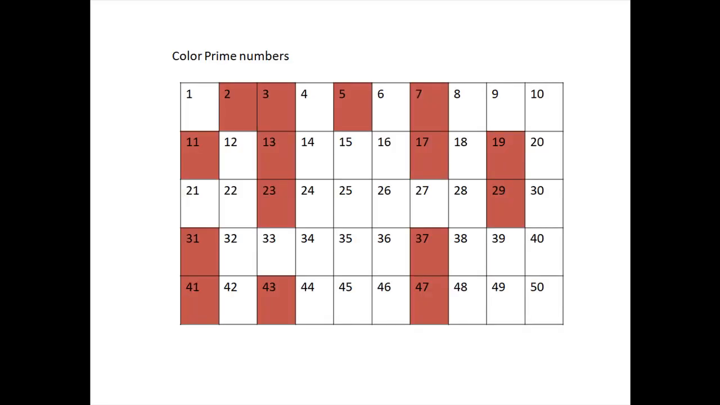I have taken numbers 1 to 50. In this number system, the colored numbers are prime numbers, which are 2, 3, 5, 7, 11, 13, 17, 19, 23, 29, 31, 37, 41, 43, and 47.